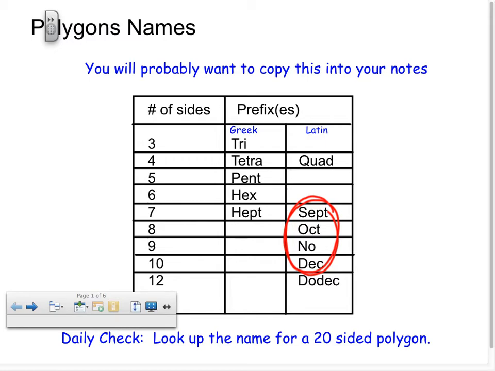So that's why our Latin prefixes no longer match with the numbering of the months. However, the prefixes are still valid. Sept is for 7, oct for 8, no for 9, dec for 10. And if you remember your months of the year, it can help you remember those names as well.